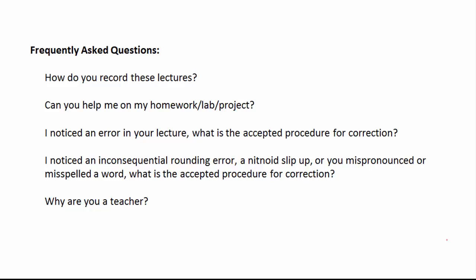3. I noticed an error in your lecture. What is the accepted procedure for correction? Step 1. Check if there's an annotation or a card that indicates there is an error with the correction. Sometimes, however, certain viewers or mobile devices do not show the annotation or card. Step 2. Check the comments. Ordinarily, unless you're the first person to notice the error, someone's already noticed it and has replied with the correction. Step 3. If you are the first person to notice this error, verify the correct answer, and please notify me.